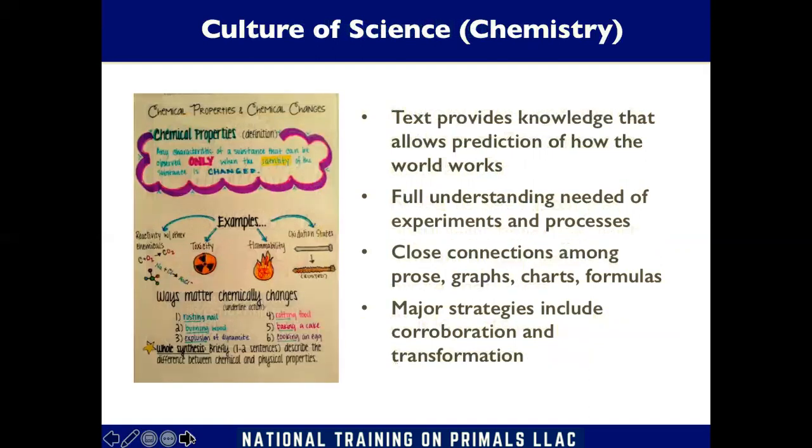Unlike historians, chemists create knowledge through experimentation. The findings of experiments are somewhat dependent upon the quality of the instrumentation, the design, and the statistical analysis. So what is important to reading chemistry is a full understanding of the way in which an experiment took place and the processes the experiment uncovered. Gaining that full understanding requires chemists to think about the phenomenon being presented in prose, to visualize it, and to manipulate it in formulas and equations. Major strategies include corroboration and transformation of evidence.